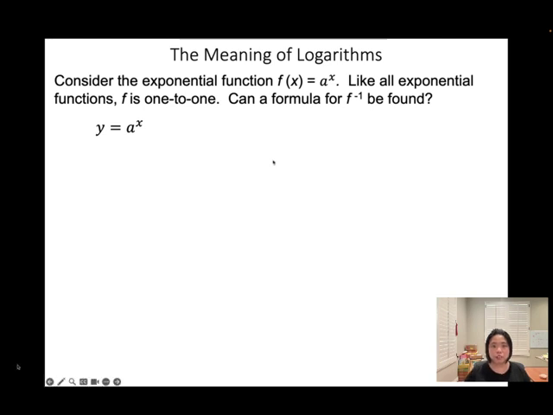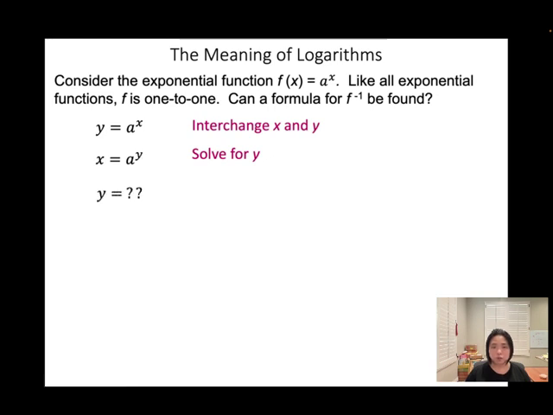Okay, how about this one? Remember how to find the inverse function? First step, we replace f of x with y, and then interchange x and y. So we're going to have x equal to a to the power of y. Next step, solve for y here. But y is the exponent. How can we solve for it?